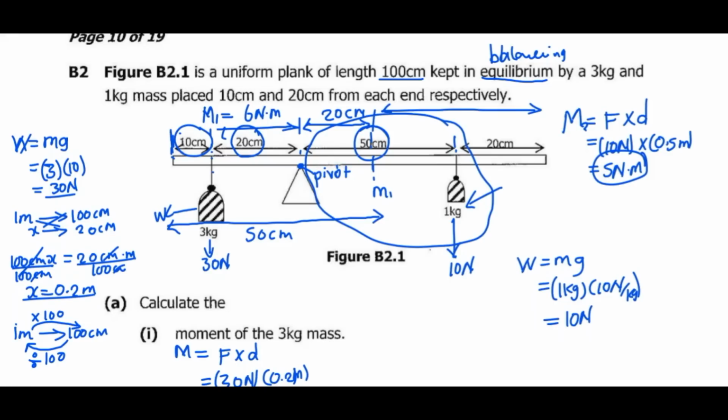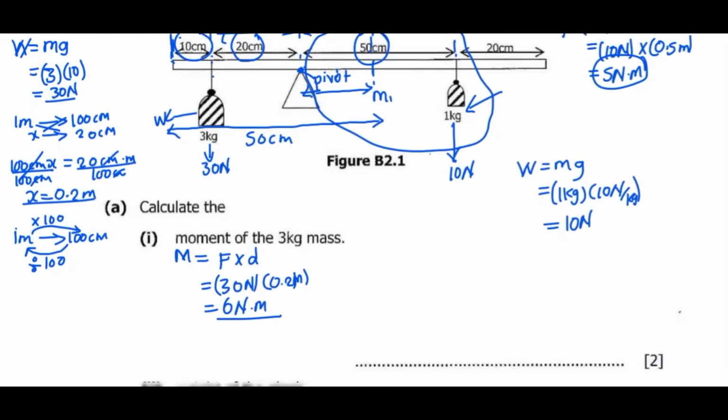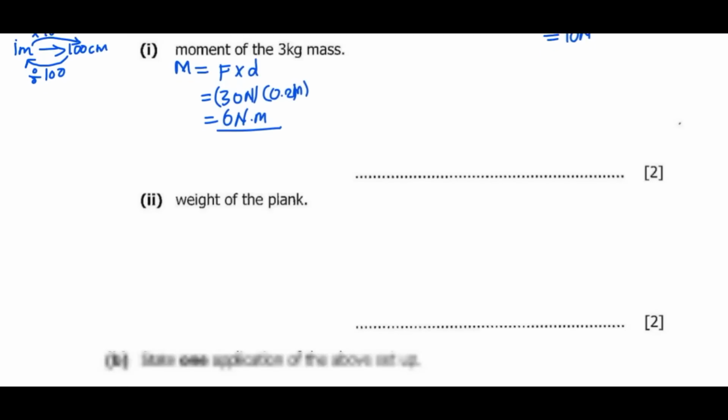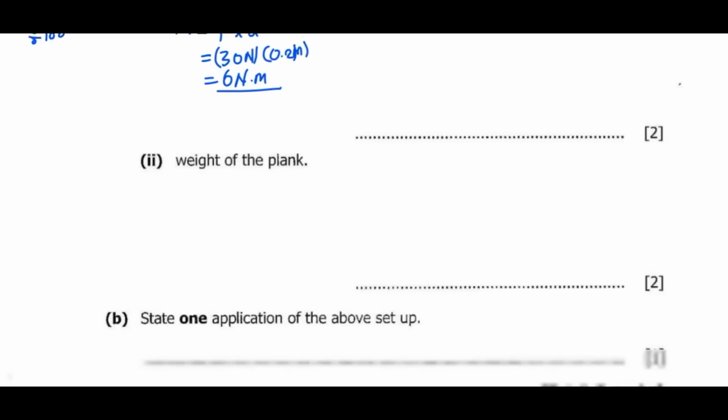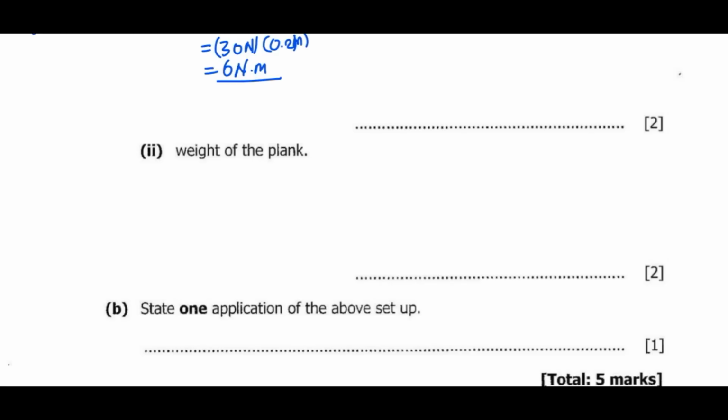So the distance from the pivot up to where this moment is. Since there was no weight hung here, this moment was produced by the plank, and this will give us now the weight of the plank. Now let's see how we can solve for this. So we'll say moment 1 is equal to moment 2 plus moment 3.